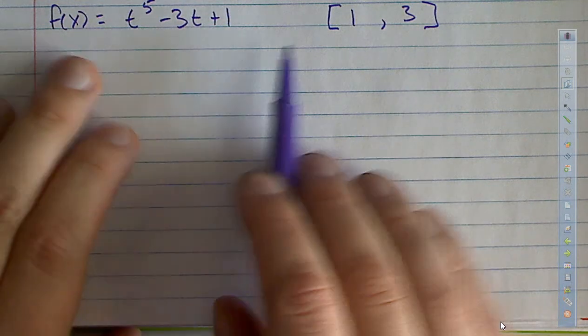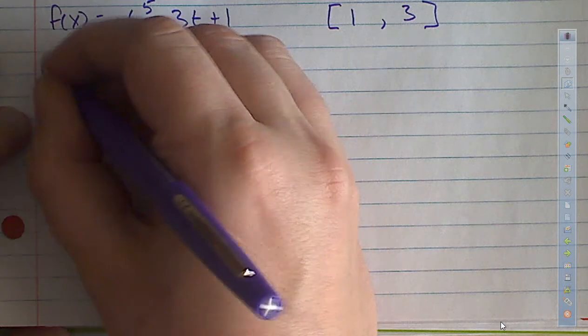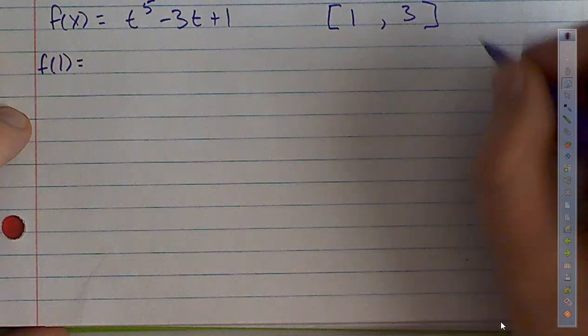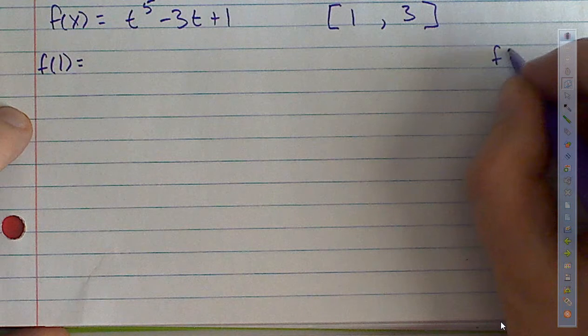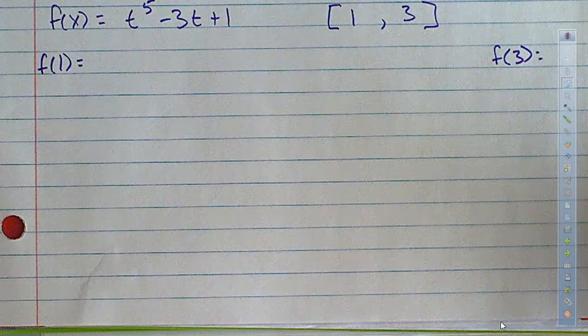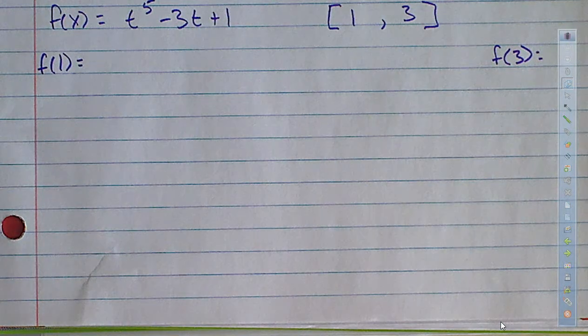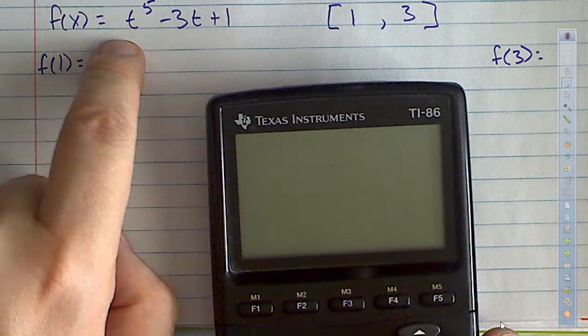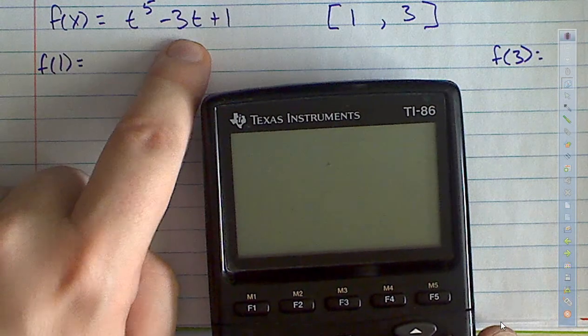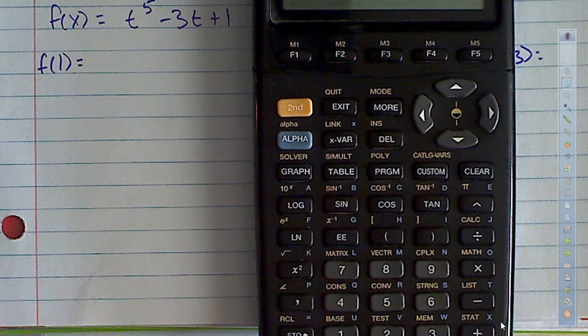Okay, so what I'm going to do first is evaluate f of 1. I'm going to find out what that is. And then way over here, I'm going to evaluate f of 3. Now, here's how you can make your life so much easier because of the calculator that you have. Rather than typing 1 to the 5th minus 3 times 1 plus 1, instead I'm just going to go to my calculator.